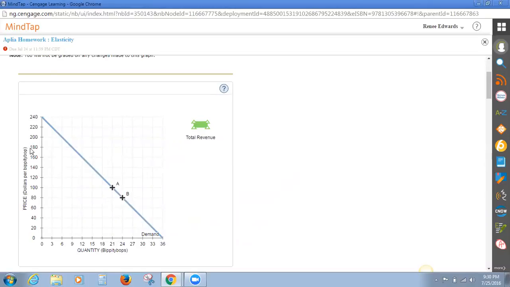So much so that when the price of a bippity bop is 200 bucks, only 6 units are going to be bought, as opposed to when the price is $20, 33 units will be bought. So that's how you graph.